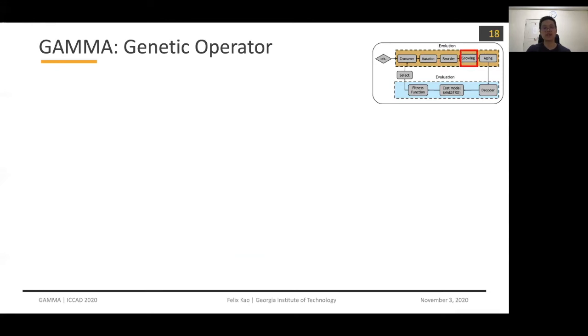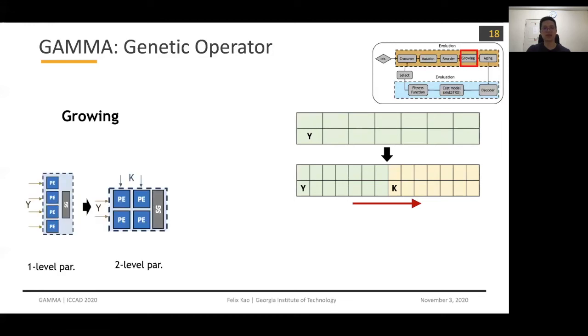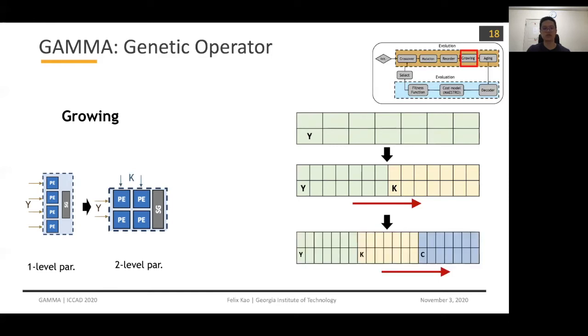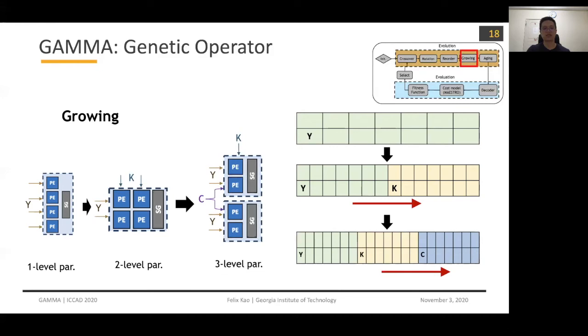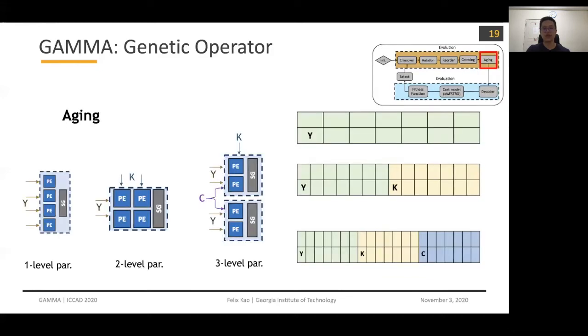And now let's look at growing. With growing, you can grow from one-level parallelism to two-level parallelism, and its hardware implementation is like this. And then you can also grow from 2-level to 3-level parallelism, and the hardware implementation is like this. And similarly, you can also do aging. For aging, you can age from 3-level parallelism to 2-level, and from 2-level to 1-level parallelism.